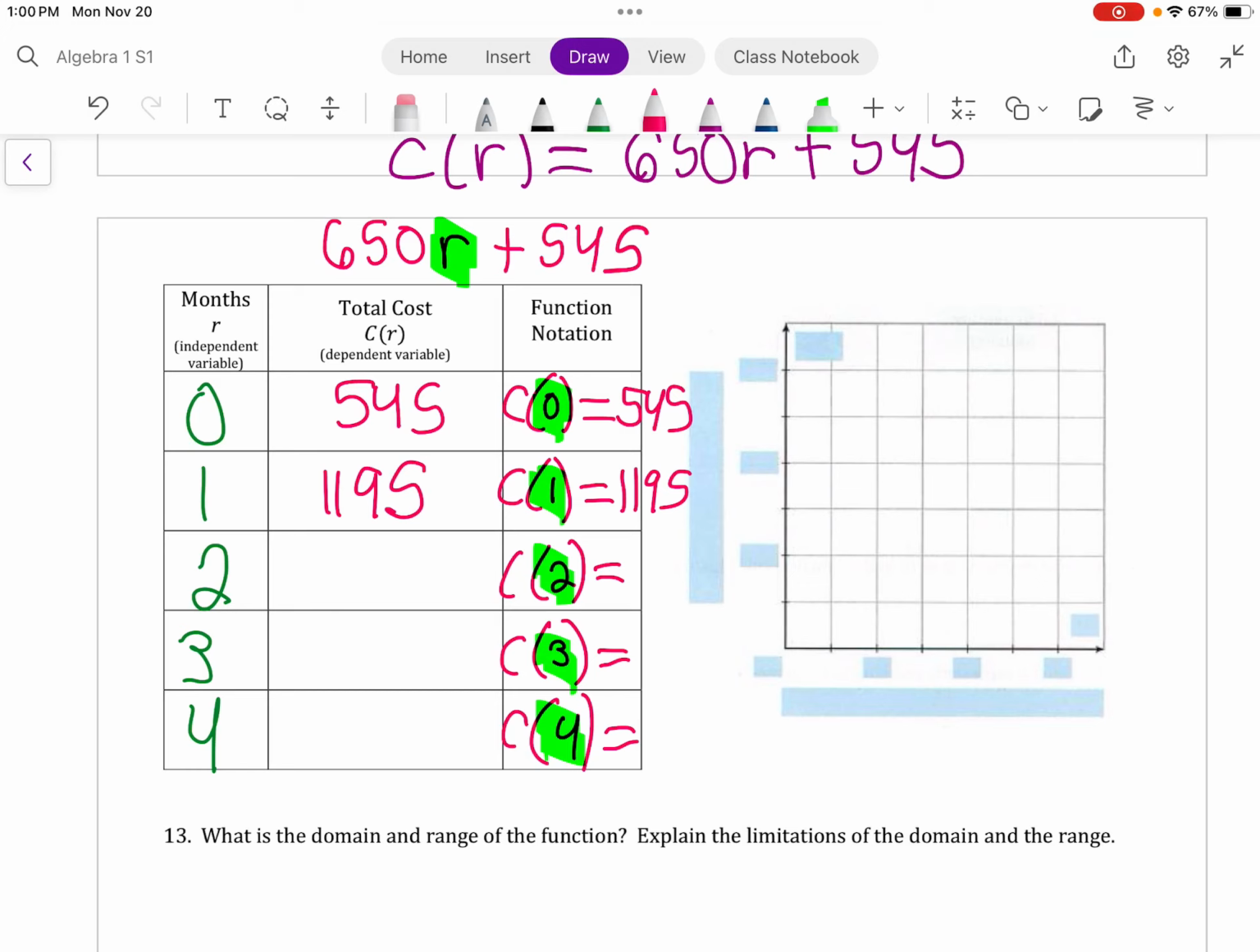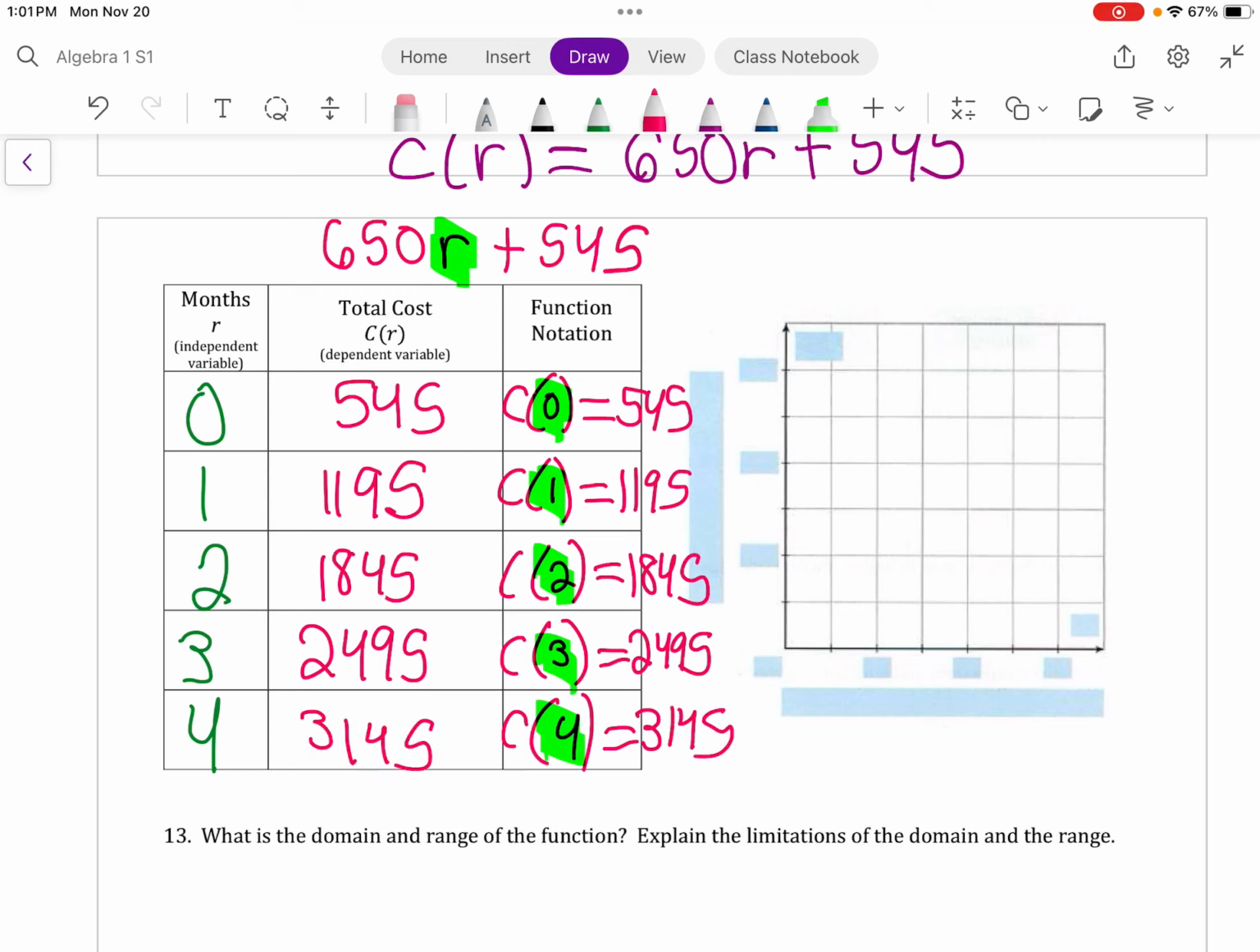Times it by 2, so I can just add 650 to that, and that's 1845. Add 650 to that, 2495. The graph isn't going to be perfect. We're just going to do the best we possibly can and then add 650. All right, awesome.